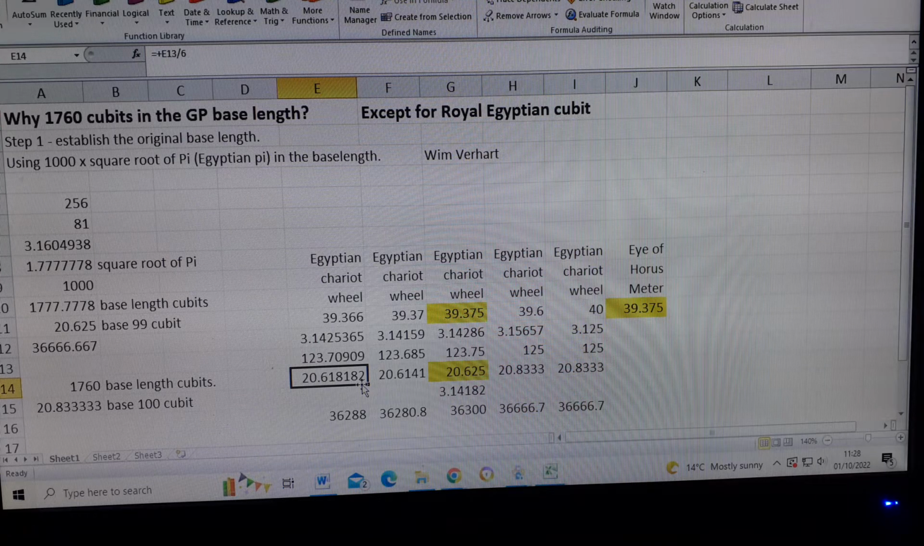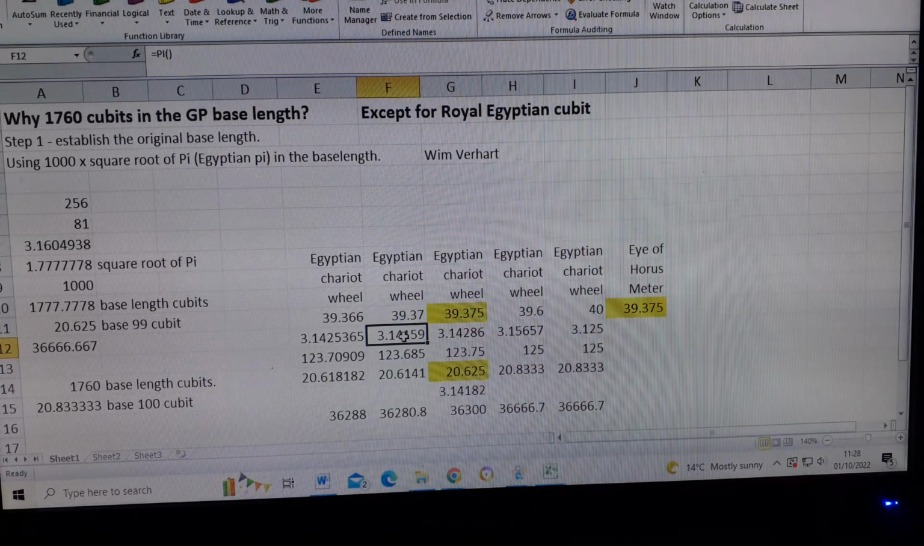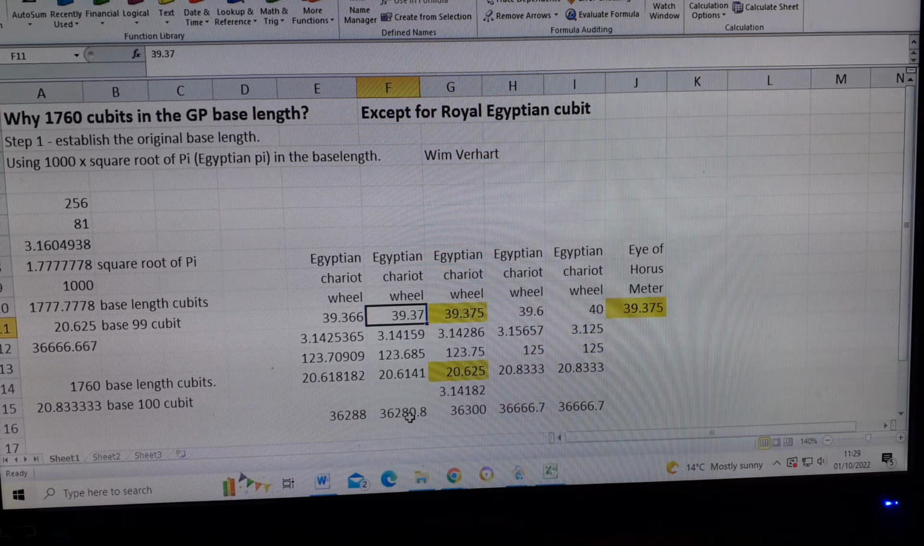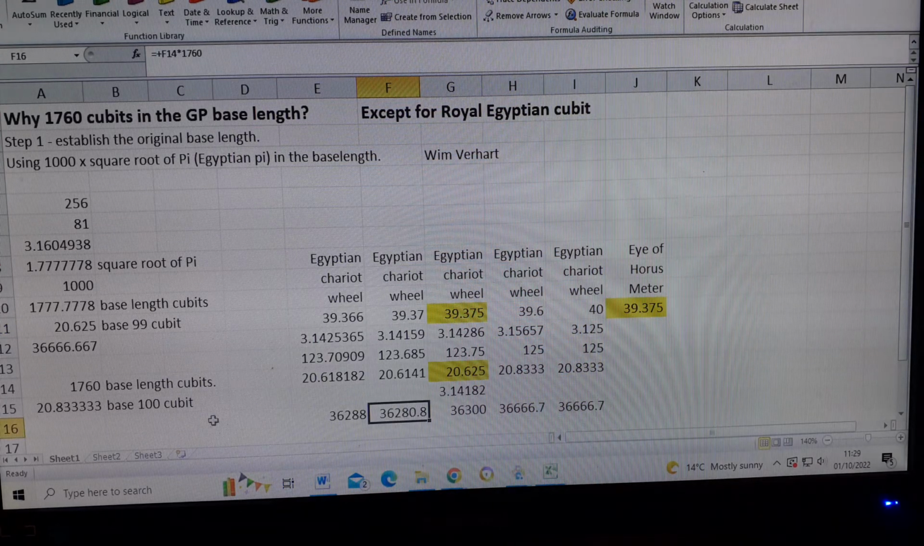When we use the meter, and I've used real pi here that is produced by this program, as accurate as pi can possibly be, we get this amount for the circumference, and this is the cubit, giving a base of 36280.8. And we can see why the modern meter is producing a base that's very close to the dash measure. And that's become very familiar in these analyses that I'm doing.